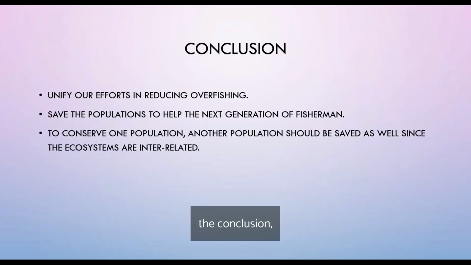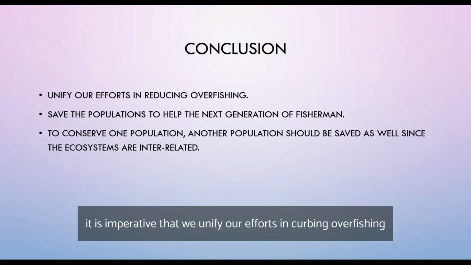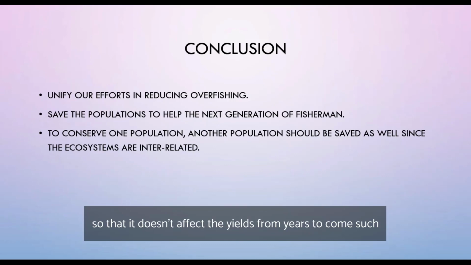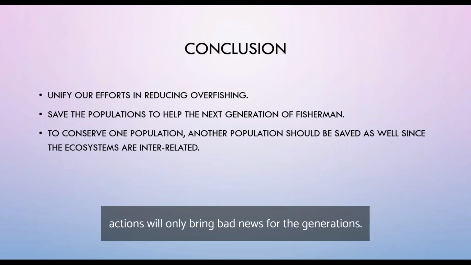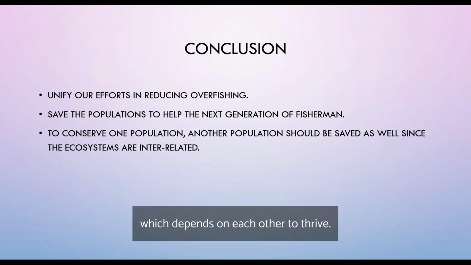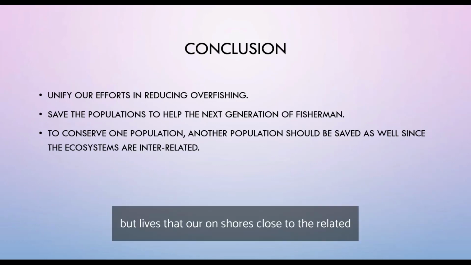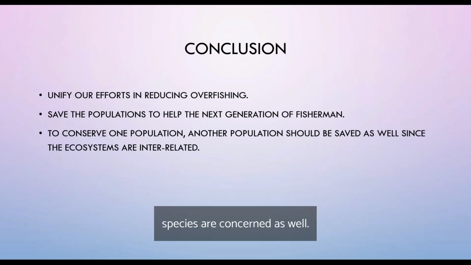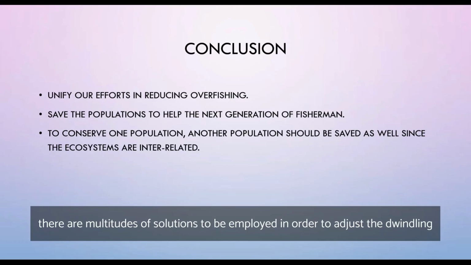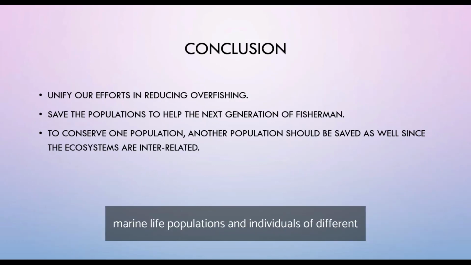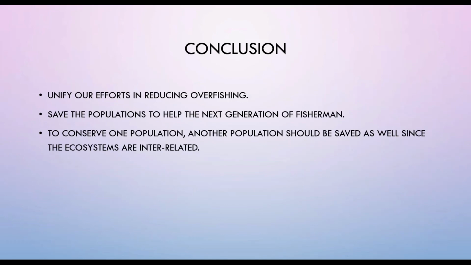And finally, the conclusion. It is imperative that we unify our efforts in curbing overfishing so that it doesn't affect the yields for years to come. Such inaction will only bring bad news for the generations that succeed ours and doom them to a depleted and collapsed ecosystem, which depends on each other to thrive. Not only is aquatic life affected, but lives on shores close to the related species are concerned as well. As stated previously, there are multitudes of solutions to be employed in order to address the dwindling marine life populations, and individuals of different levels of authority are capable of making change of great magnitude, because this pressing matter should be taken seriously.